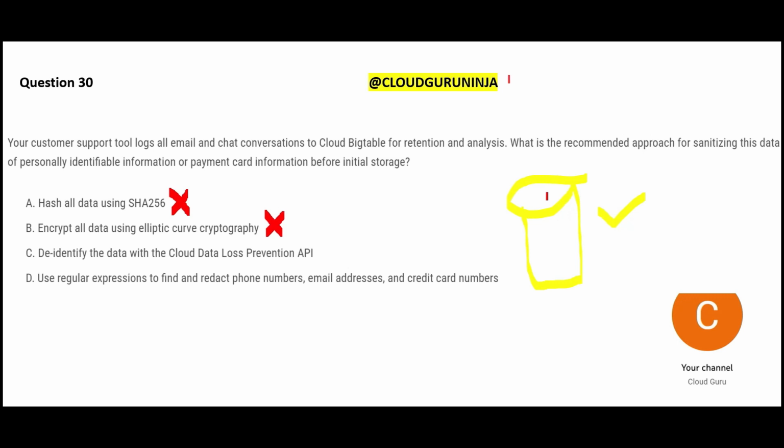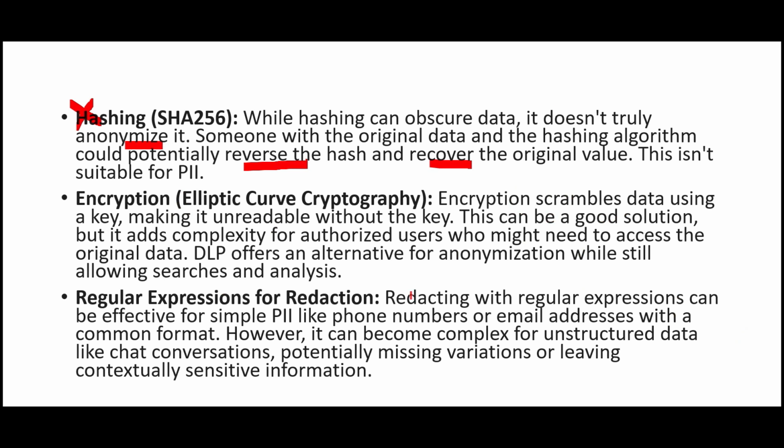Now, when we talk about option D, like we are saying use regular expressions and redact this PII data. The problem is this technique is not good for unstructured data like we have in this question, chat conversations. This is unstructured. So it can potentially miss variations or it might leave some sensitive information and it may not encrypt it. So this is not a reliable solution. You cannot trust it always.